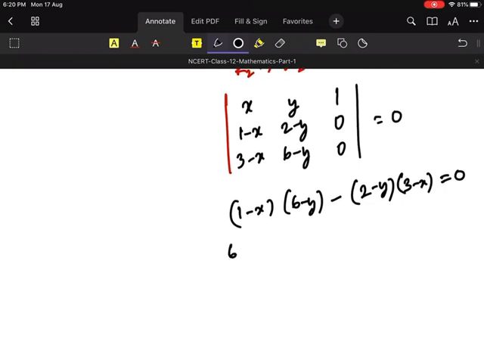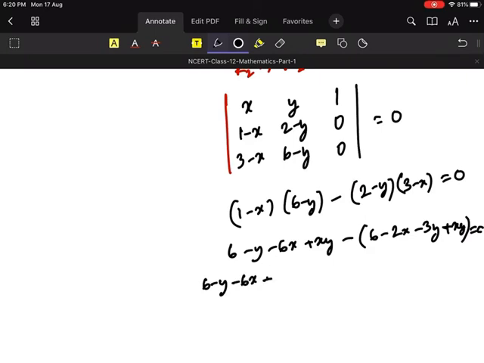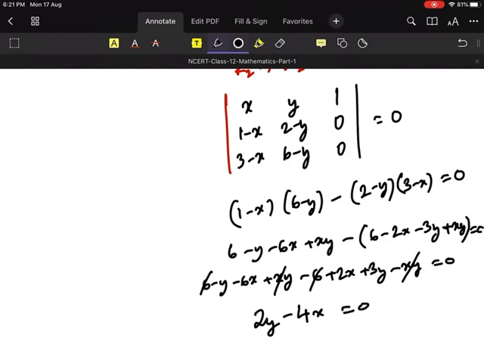This into this minus this into this. So let us multiply fast. So it is 6 minus y minus 6x plus xy, then here minus of 6 minus 2x minus 3y plus xy equal to 0. So what I get? 6 minus y minus 6x plus xy minus 6 plus 2x plus 3y minus xy equal to 0. So xy goes, 6 goes. What do I get? Minus y plus 3y is 2y, and minus 6x plus 2x is minus 4x equal to 0. Now divide both sides by 2. So we get y minus 2x equal to 0. That's my answer, that's my equation of the line.